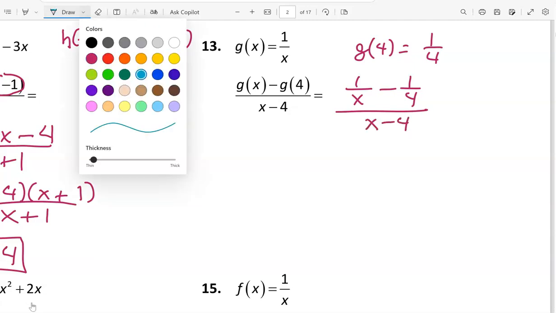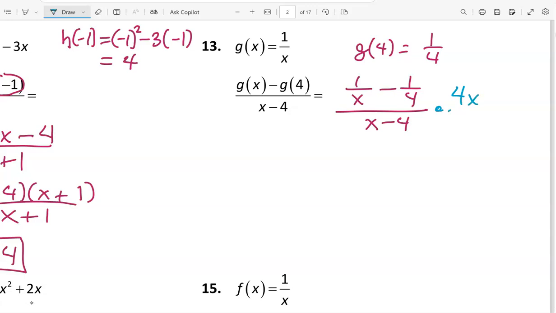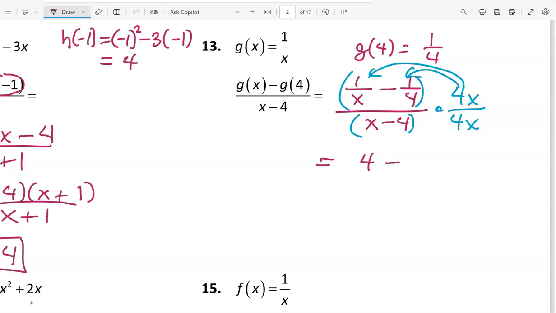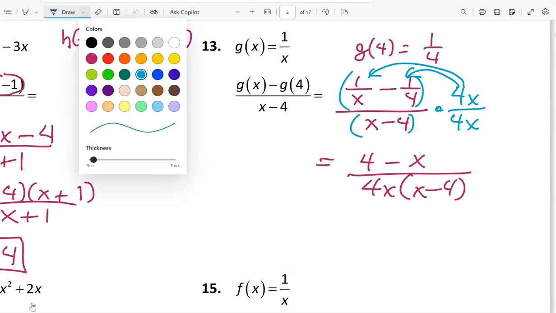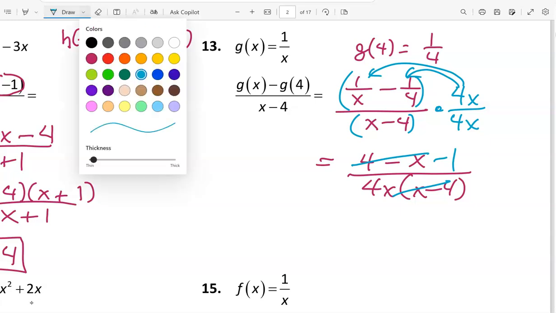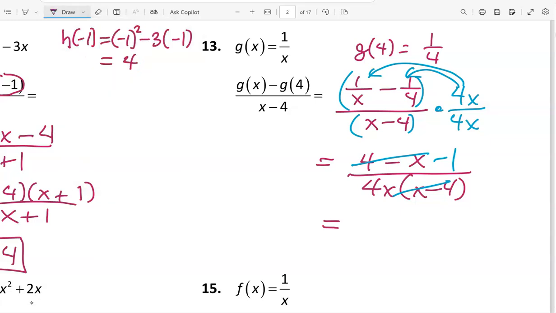In order to simplify a complex fraction, we need to multiply numerator and denominator by the least common denominator of 4x. I'm going to distribute to each of the terms, and that will give us 4 minus x on the top, and then on the bottom 4x times x minus 4. X minus 4 and 4 minus x are opposite factors, so when we cancel those, that will leave us with a value of negative 1 in the numerator. So this simplifies to negative 1 over 4x.